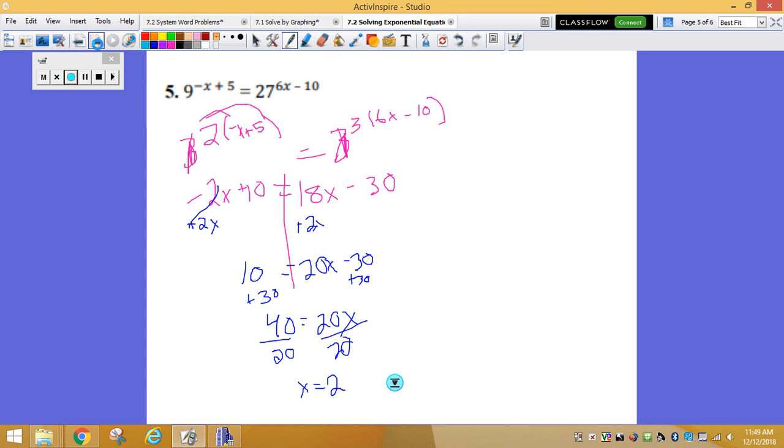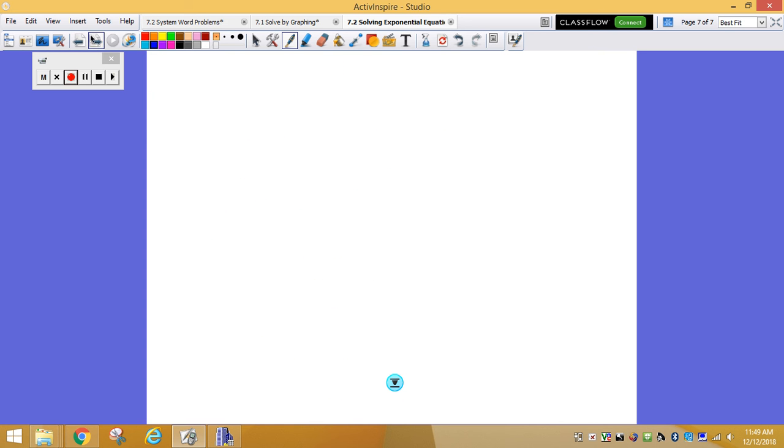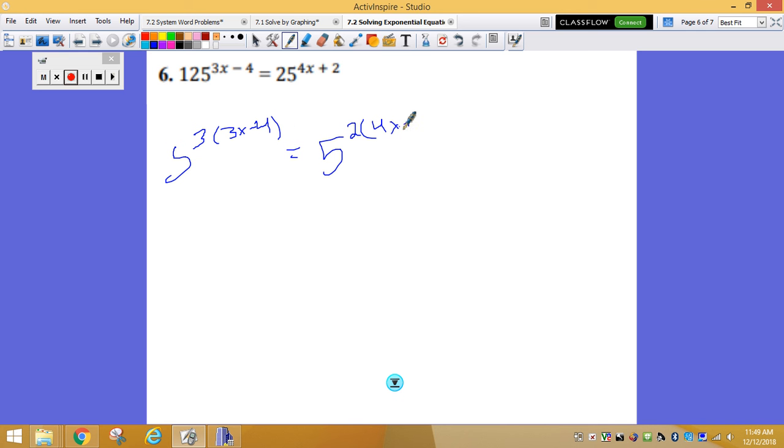All right, next up. I think this is my last one. Yeah. Okay. So again, got to get the same base. I'm going to make them both 5's. 125 is 5 to the third. 25 is 5 squared. 3x minus 4, bring that down. 4x plus 2, bring that down. 5's cancel, distribute, so I get 9x minus 12. I distributed. Equals 8x plus 4.